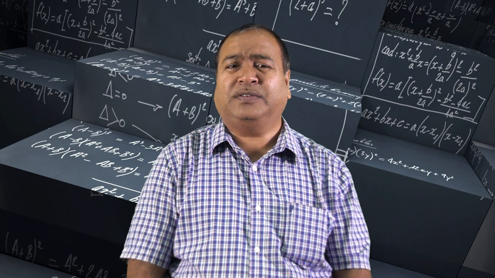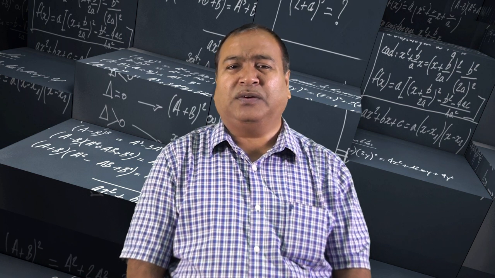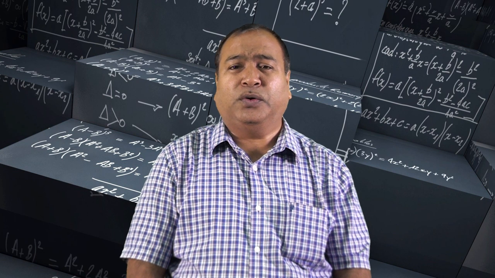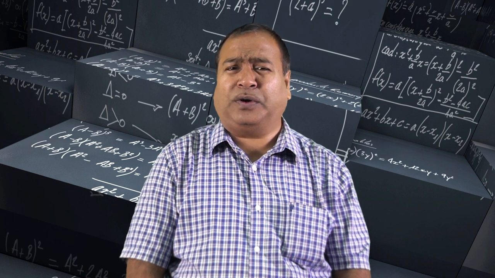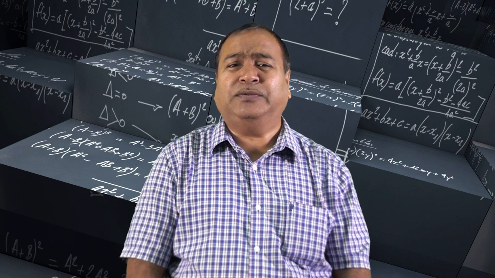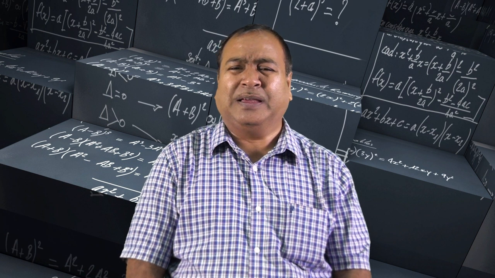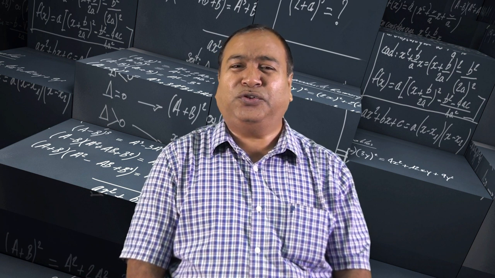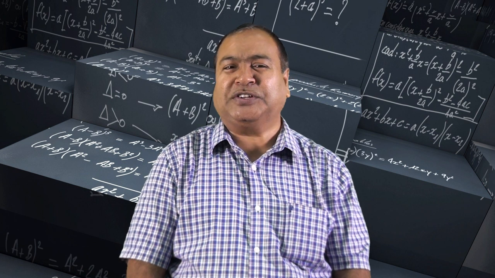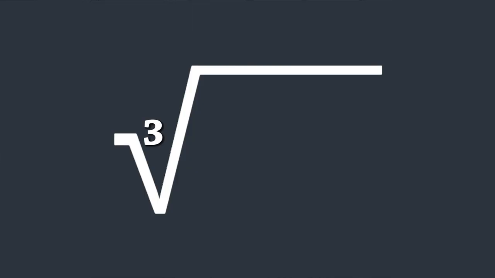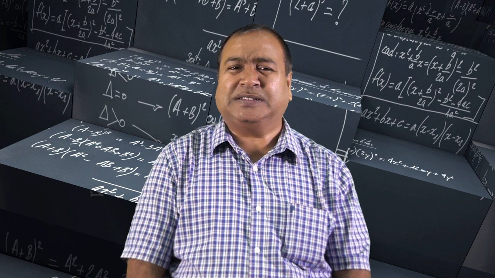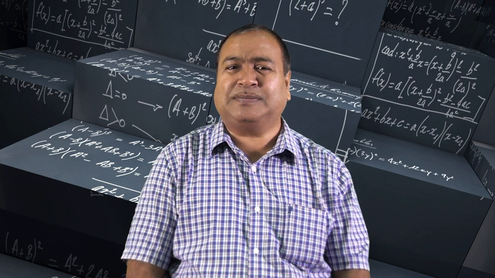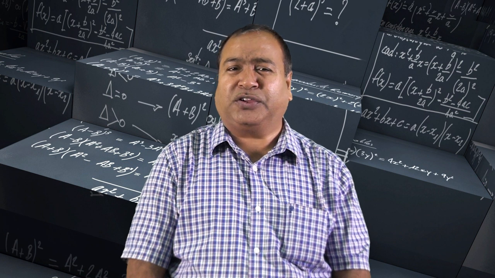To get the length of the side of the cube, we need to know a number whose cube is 216. Finding the square root, as you know, is the inverse operation of squaring. Similarly, finding the cube root is the inverse operation of cube. The symbol, as shown on screen, denotes the cube root. Today, we discuss some interesting methods and some simple tricks to find the cube root of a number.